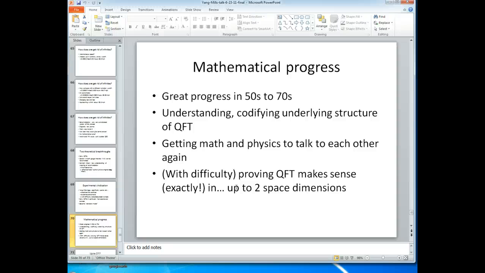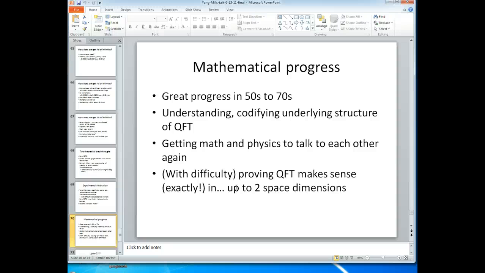People came up with axioms, fundamental rules that they thought these things should satisfy. For a while, the physicists were doing it separately and the mathematicians were doing it separately. They finally got to talk to one another again in the 70s. That was a very good thing.